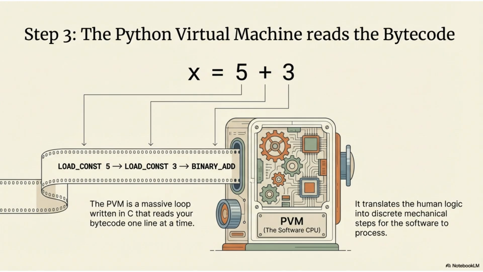Step 3. The Python virtual machine, a massive loop written in C, reads the bytecode instructions one line at a time. It translates human logic into discrete mechanical steps for the software to process.